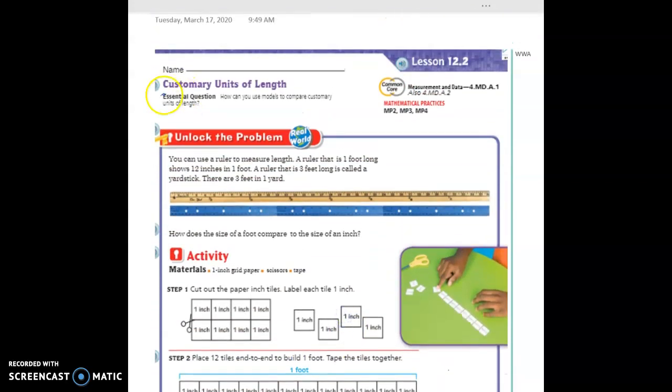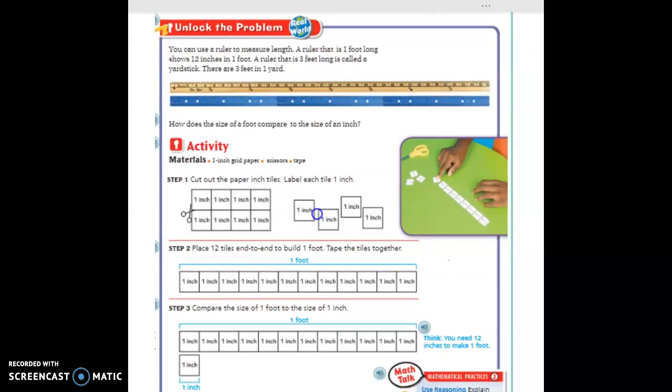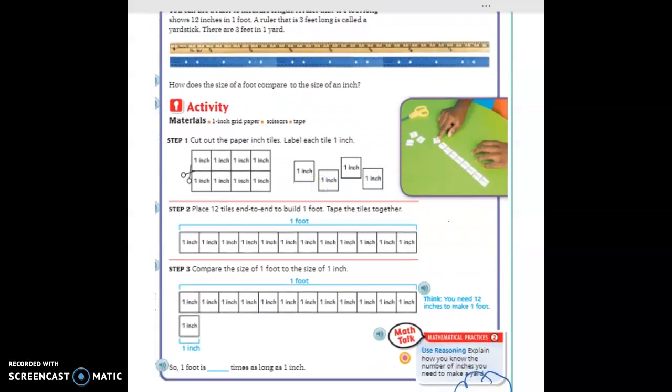Now, customary is kind of like, in other words, special, specially made, specially used. And in the United States and one other country, we use this way to measure. In other parts of the world, we use what's called the metric system. Now, with us, we use our customary units of length. So you have heard the term before, inches, foot.